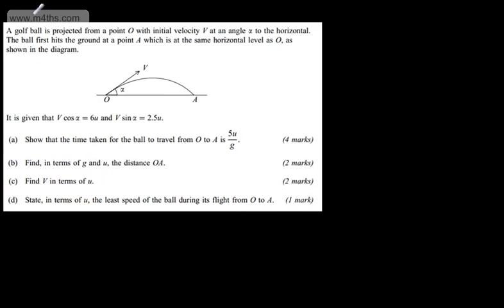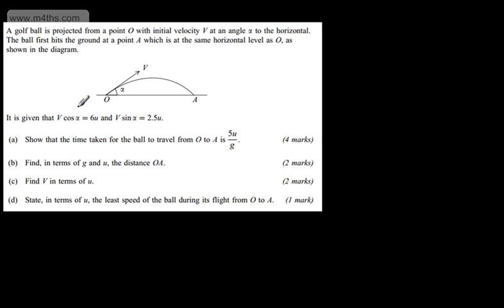In this question, we're told a golf ball is projected from a point O with initial velocity v at an angle alpha to the horizontal. The ball first hits the ground at a point A, which is at the same horizontal level as O, as shown in the diagram. So we've got a parabola here, we're starting and finishing at the same height. It is given that v cos alpha is equal to 6u and v sine alpha is equal to 2.5u.